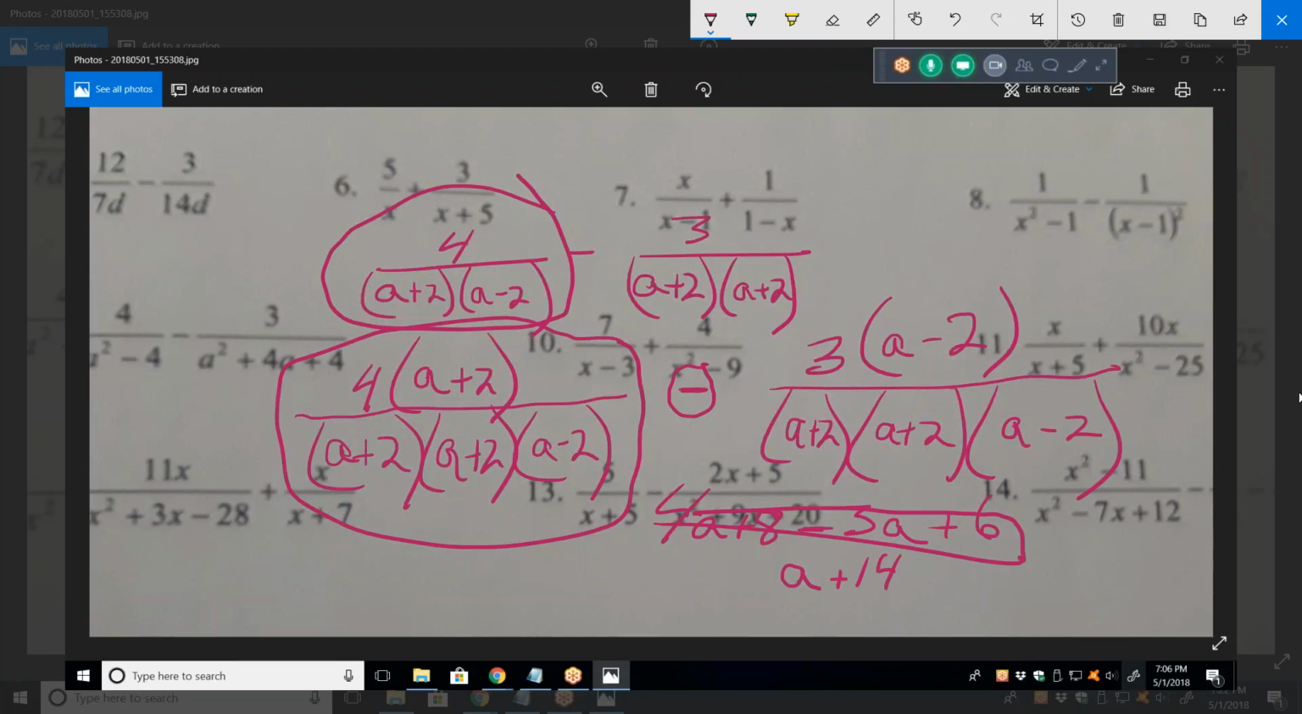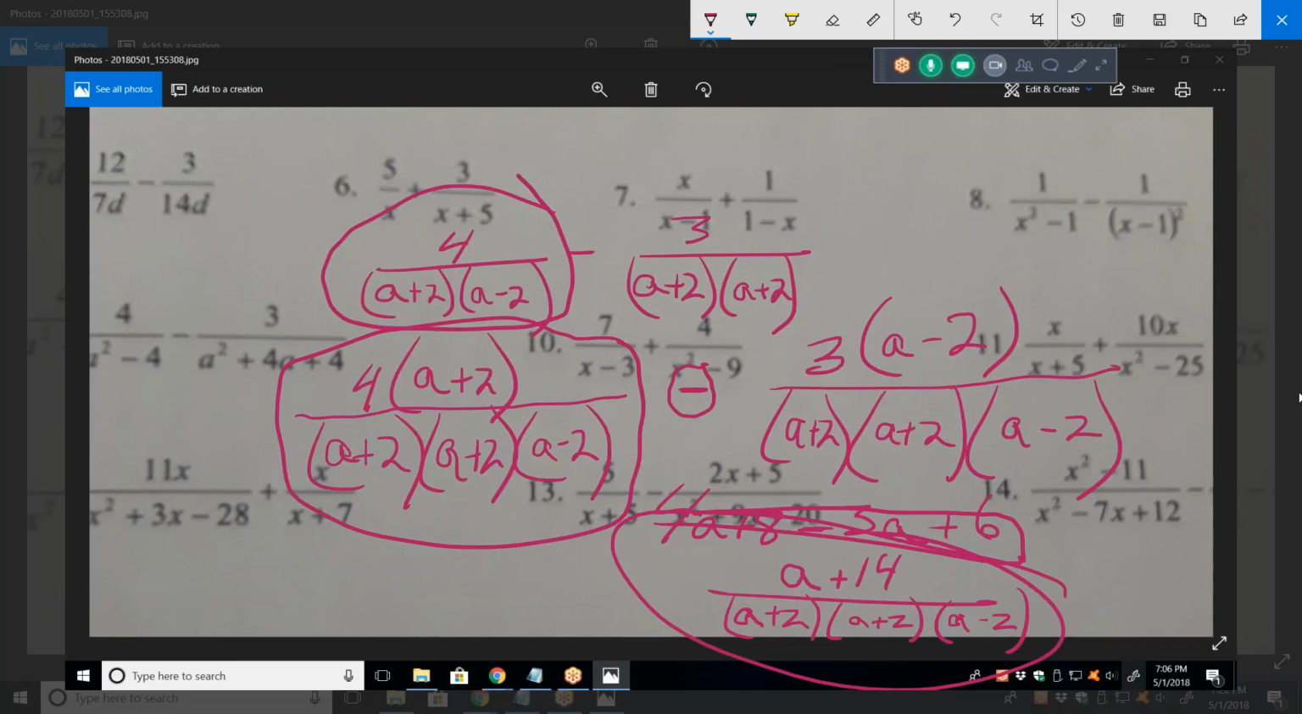all over that common denominator, and I'm not going to be able to do anything else. In other words, if that was an a plus 2 instead of an a plus 14, I'd be able to simplify it more. But when you're dealing with a variable with a number added to it, it's got to be exactly the same. So that's going to be your answer, final answer.